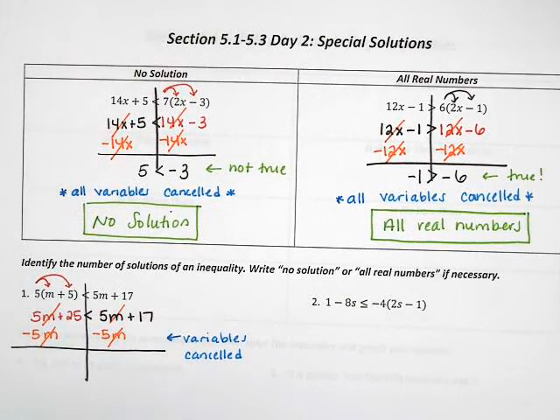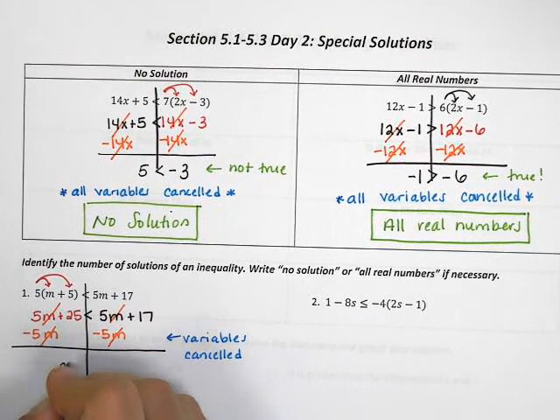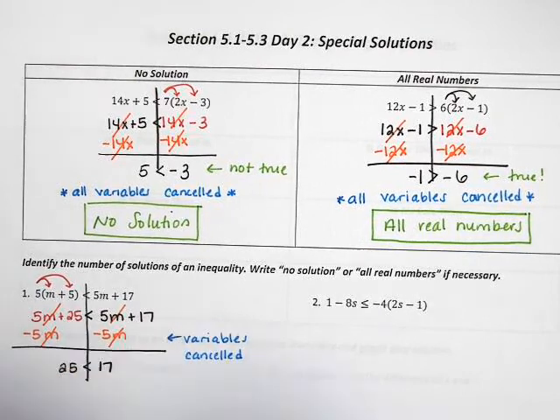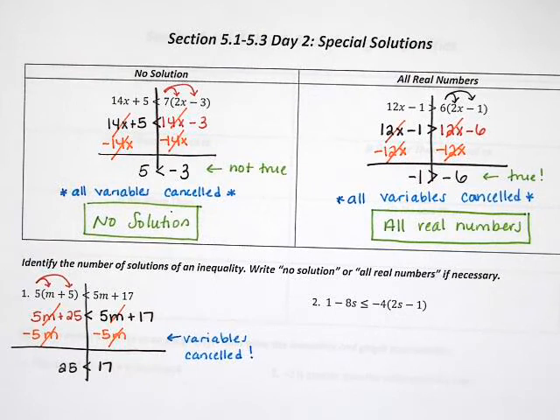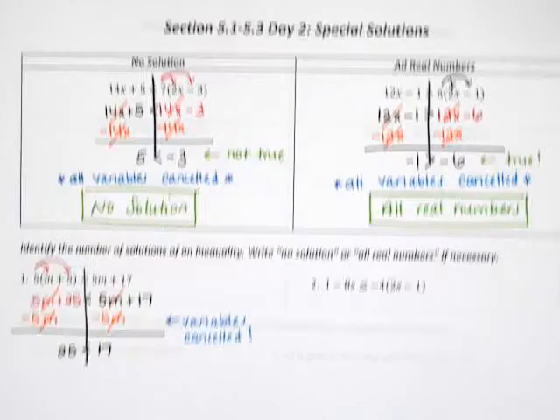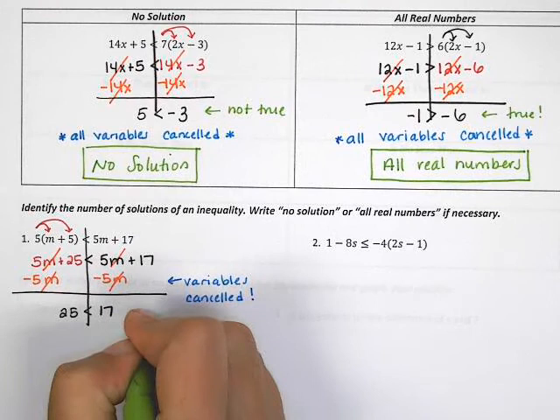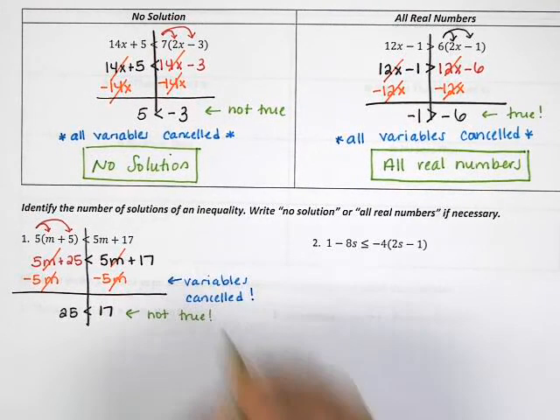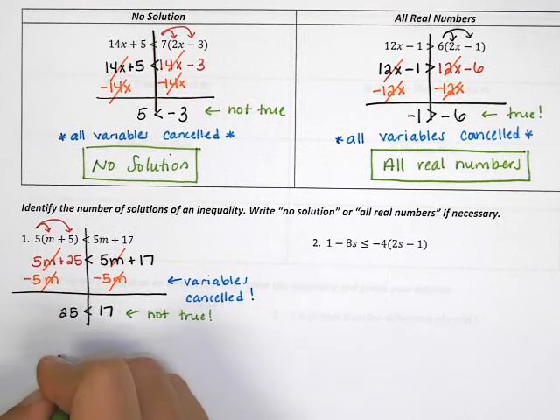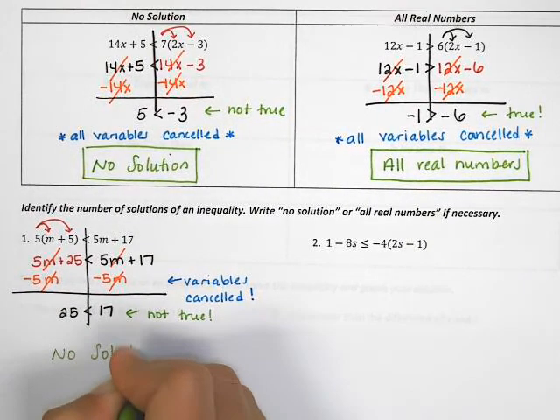Now what I have left is 25 is less than 17. So we need to ask ourselves, is this true or false? Is 25 really less than 17? We would say this is not true. So because this is not true, we would say that our answer is that there is no solution to this problem.